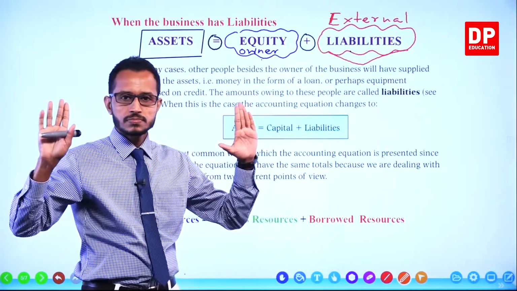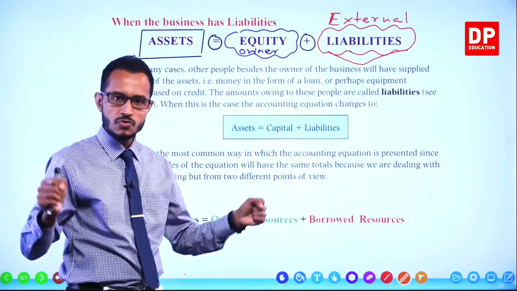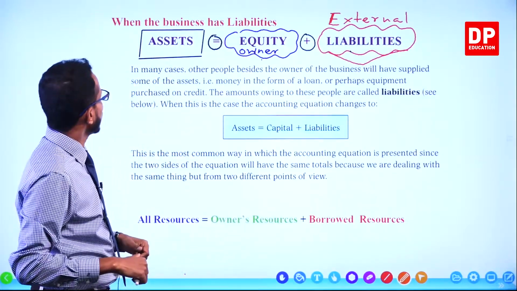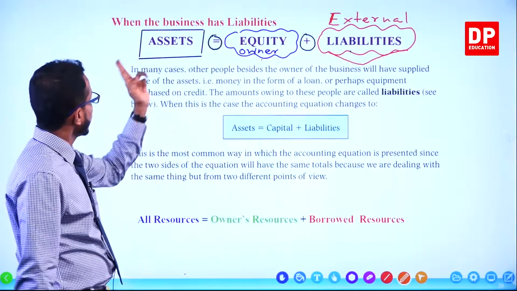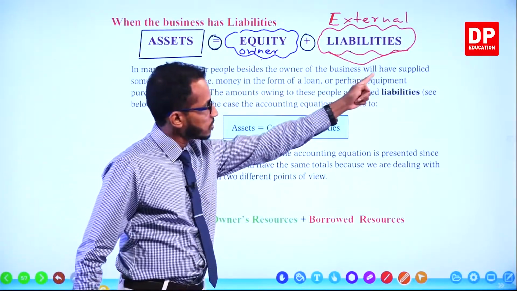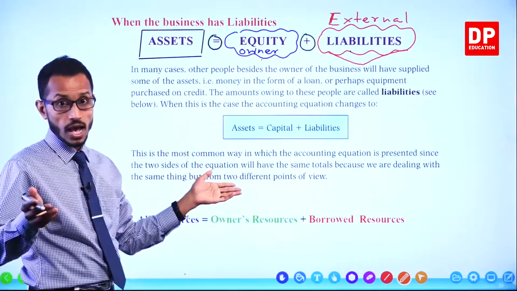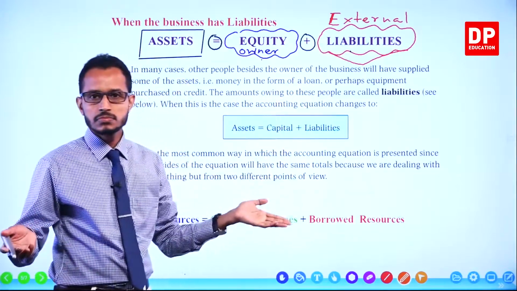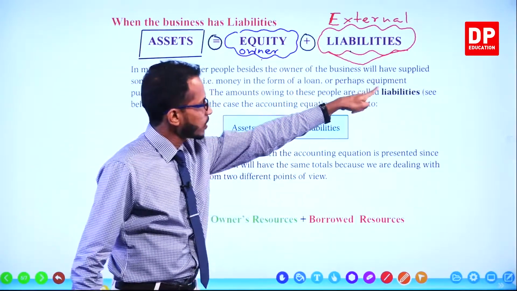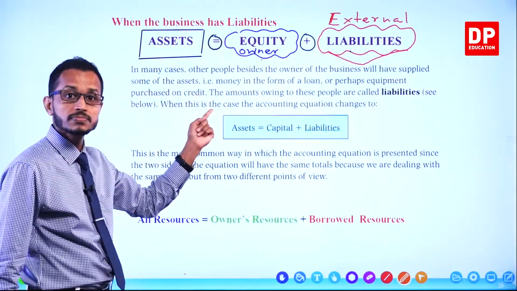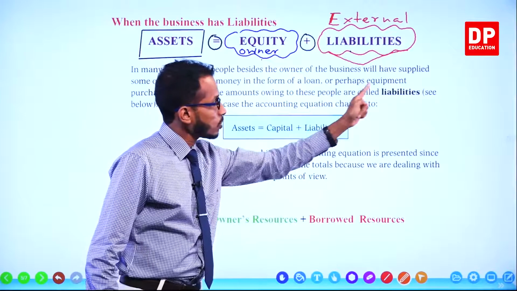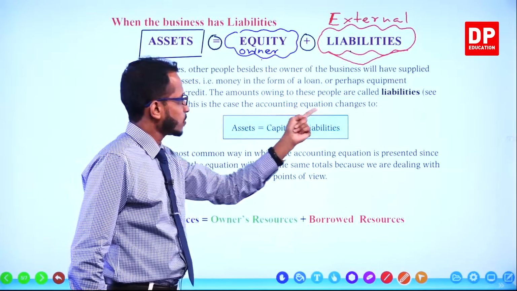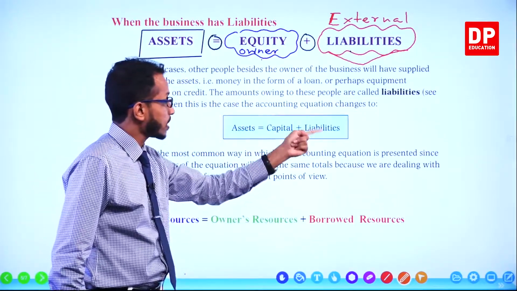Okay, children, can we move on? Are you clear with this? Good. Reading out. In many cases, other people besides the owner of the business will have supplied some of the assets. We just discussed that. Money in the form of a loan, or perhaps equipment purchased on credit. The amounts owing to these people are called liabilities. When this is the case, the accounting equation changes to assets equals capital plus liabilities. Same thing.